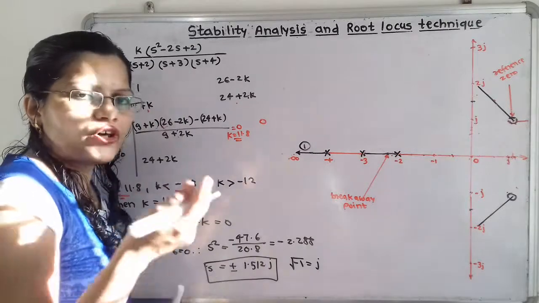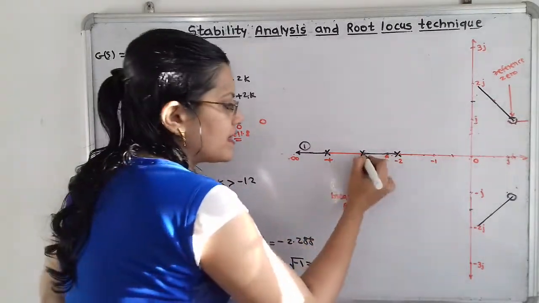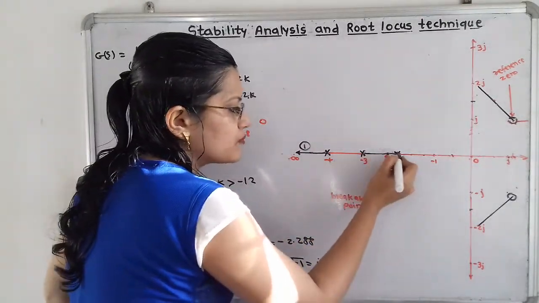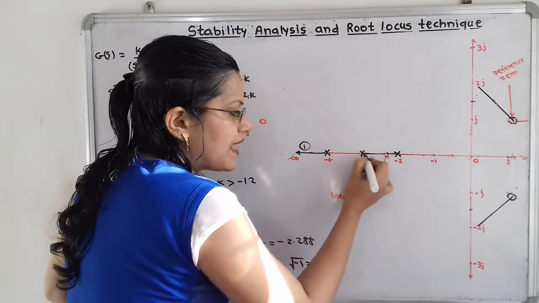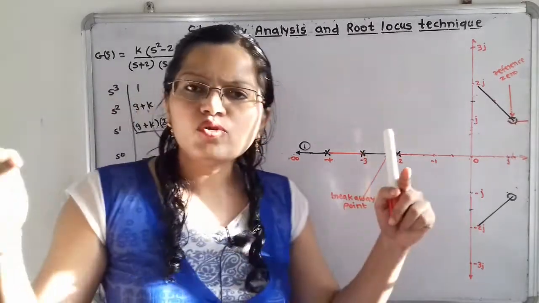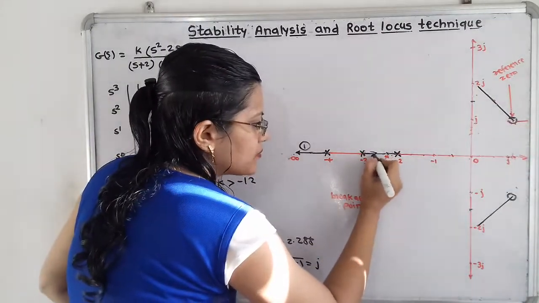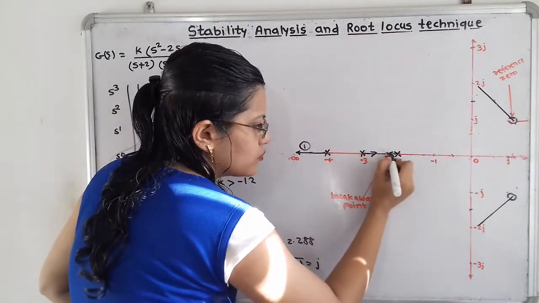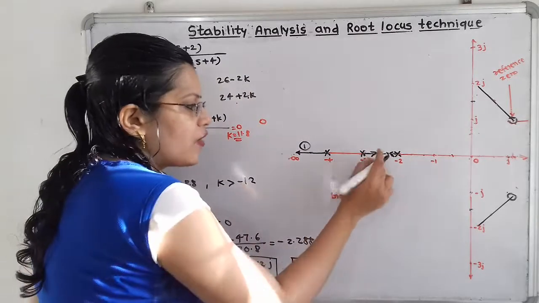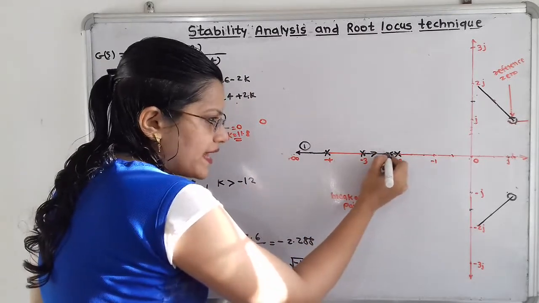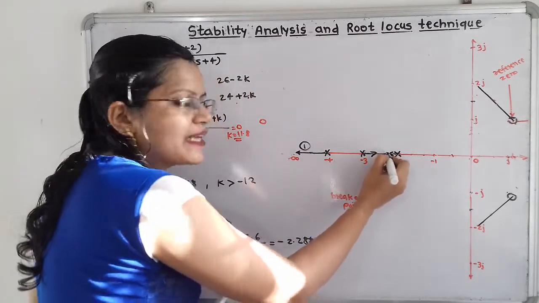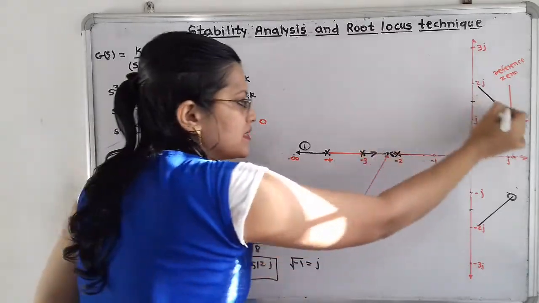Now we will move to the next two branches. So here are the open loop poles. From these two poles, the branches will start and move towards the breakaway point. So I have to show the arrow towards the breakaway point. Now from this breakaway point, branches will depart and move towards the zeros.